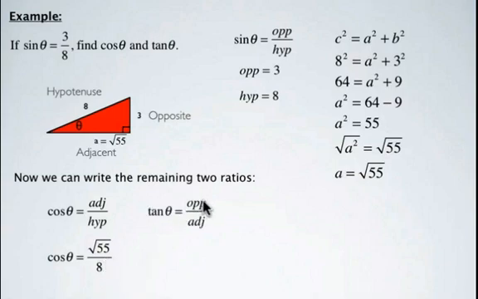So tan of angle theta is opposite over adjacent, and the opposite side here is 3, the adjacent side is square root of 55, so tan of angle theta is 3 over square root of 55. And again, leave your answer as an exact answer wherever possible.